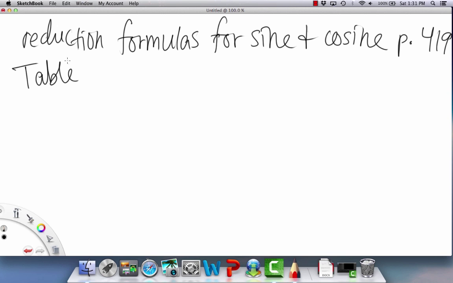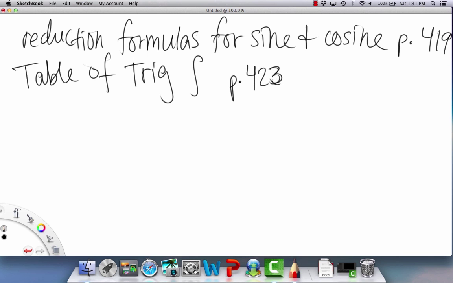I also want to mention a table of trig integrals on page 423. I think there's a total of 25 formulas or something. I highly doubt that you're expected to memorize all of them, but they'll be useful for solving homework problems.